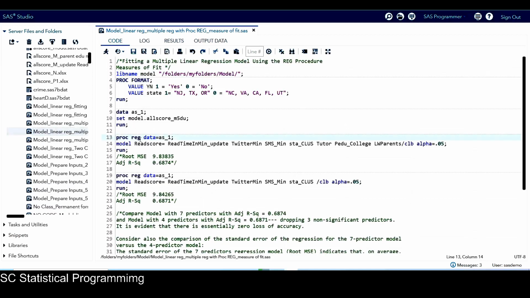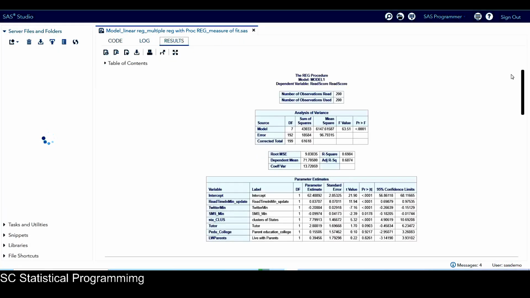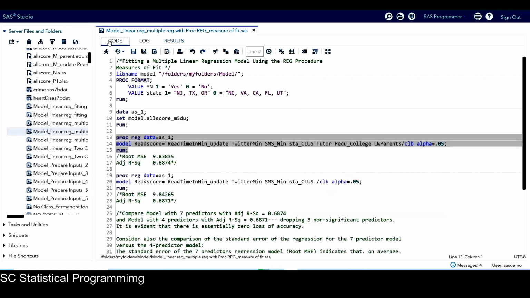Let's look at the first proc reg program. This part of the program is exactly the same as I showed you in the last tutorial. Let's run this proc reg program, and then let's see the output. In this output, let's first look at the two statistics. One is adjusted R-square, this number, and another one is root mean square error, this number. I already copied those two statistics into the code window here for later comparison.